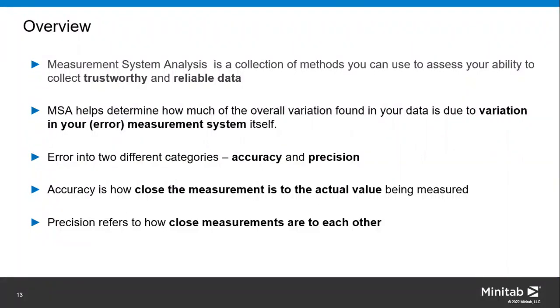That is the first step to validate your data set, before you measure stability and capability. The measurement system can include all the things like the measurement device, or we call it the gauge, and then the measurement procedure, and then the operator that affects the measurement of a part itself. So MSA helps determine how much of the overall variation found in your data is due to variation or error in the measurement system itself.